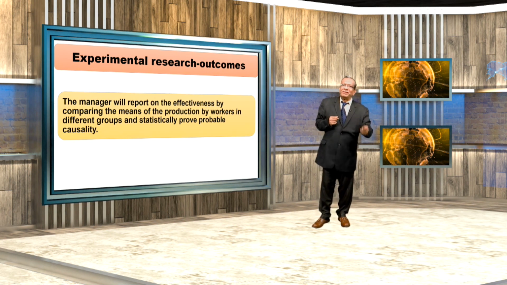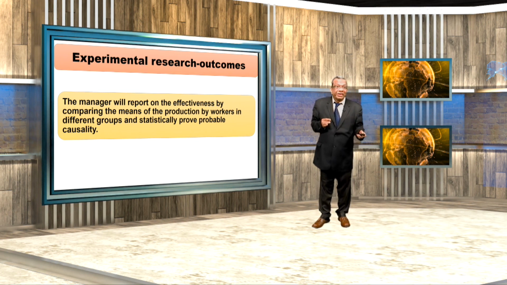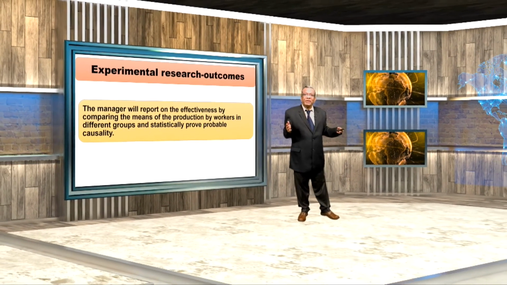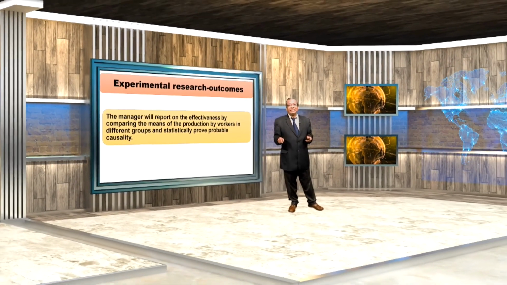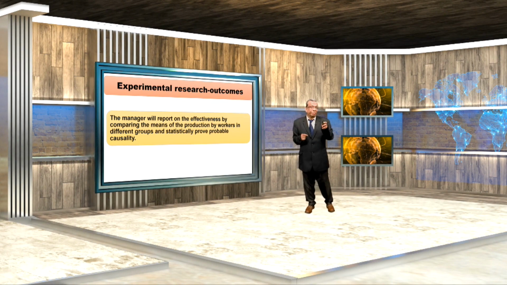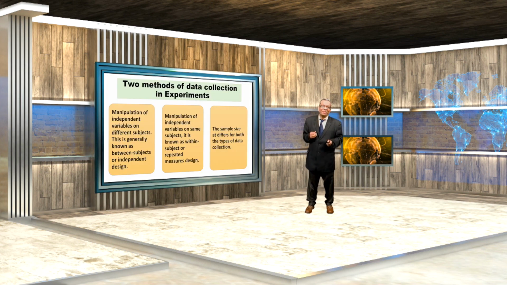Now, experimental research outcomes: the manager will report on the effectiveness by comparing the means of production of workers in different groups statistically and prove probable causality. Still remember, it is probable causality, but not total causality. Now, there are two methods of data collection in experiments. One is manipulation of the independent variable on different subjects. This is generally known as between-subjects or independent design.